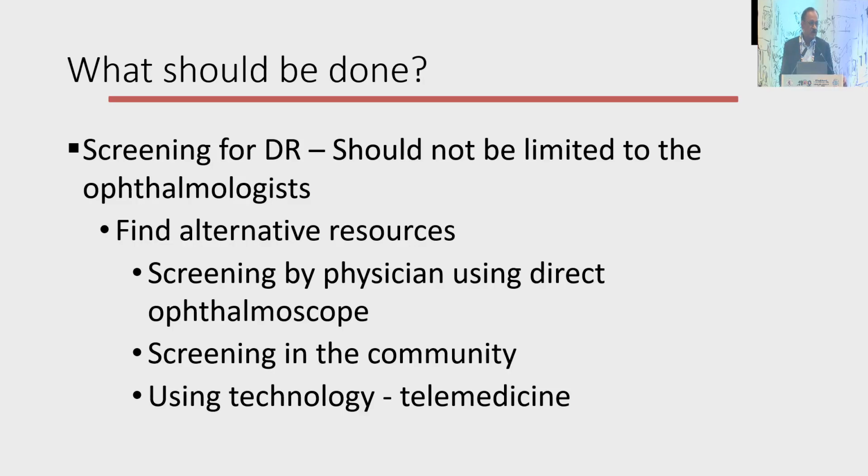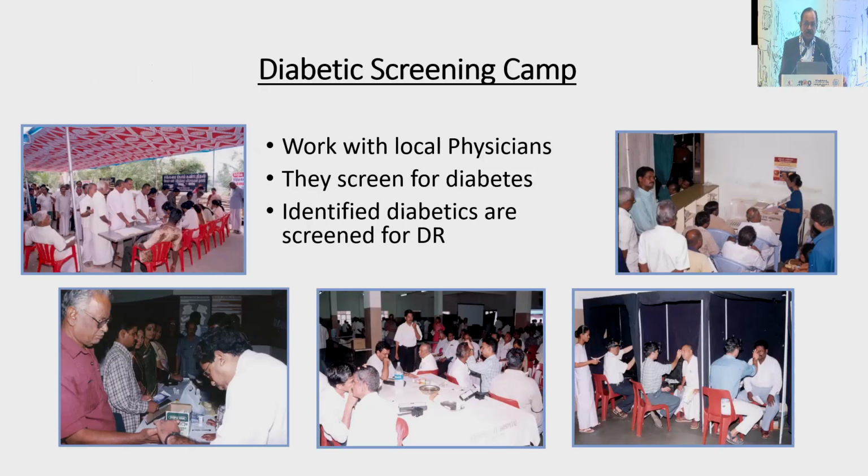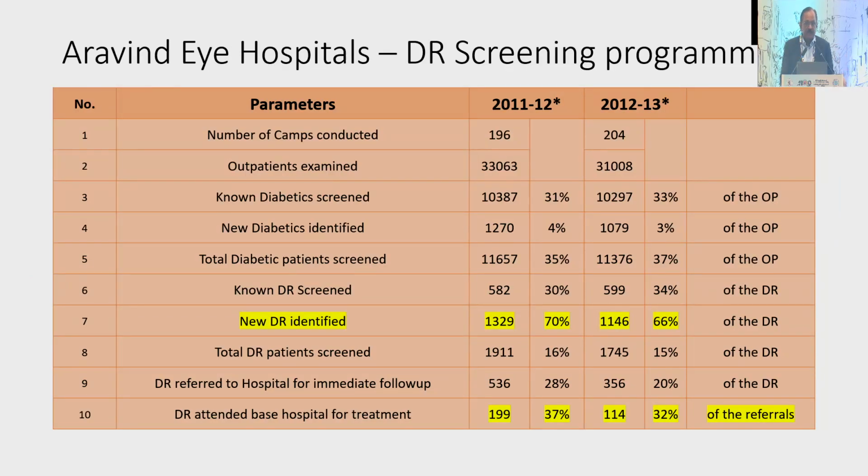They are the people who have to own the process of identifying, and today it is very much possible that they can screen patients. At Arvind, we have been doing this screening camp for almost 25 years now, 24, since 2000. We have been going into the community, screening diabetic patients. We work with the local physicians to identify the diabetic patients from the community, and then we screen those identified patients for diabetic retinopathy. We continue to do it even today.